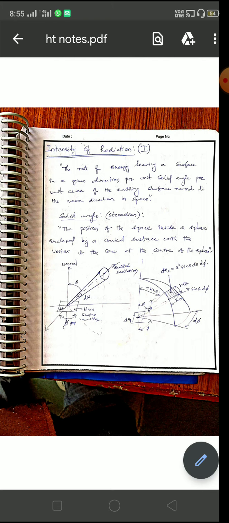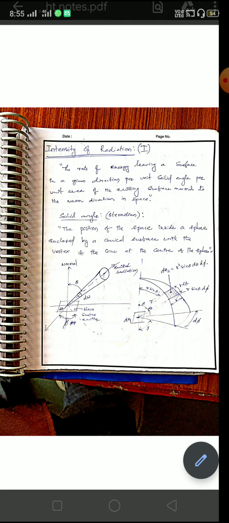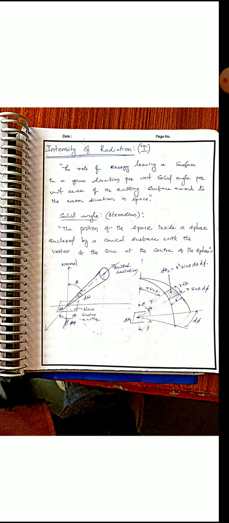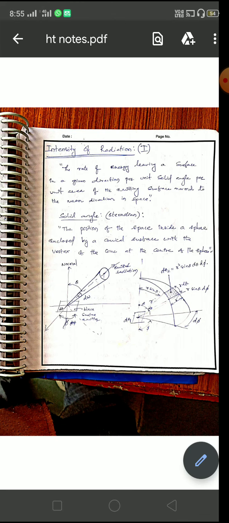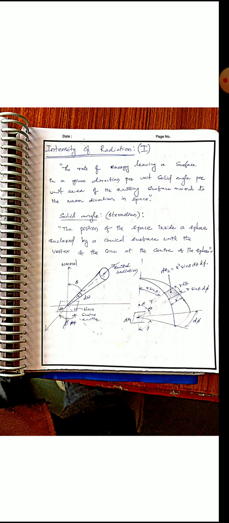Now we are going to discuss the intensity of radiation, I: the rate of energy leaving a surface in a given direction per unit solid angle per unit area of emitting surface normal to the mean direction in space. The intensity of radiation is the amount of energy emitted per unit solid angle per unit area. How should that area be? It should be normal to the emitting surface. That is the intensity of radiation.